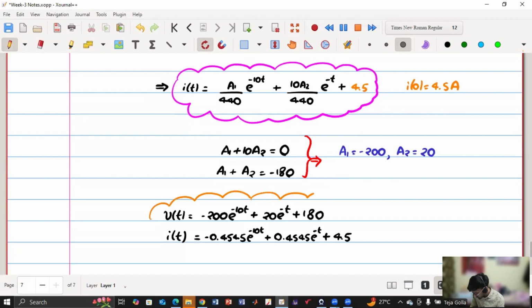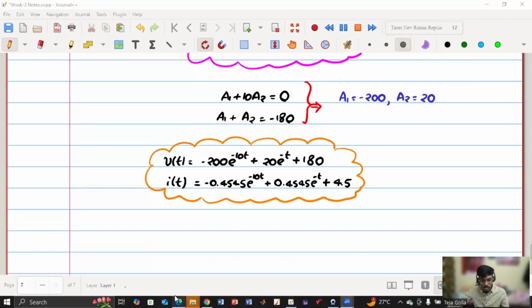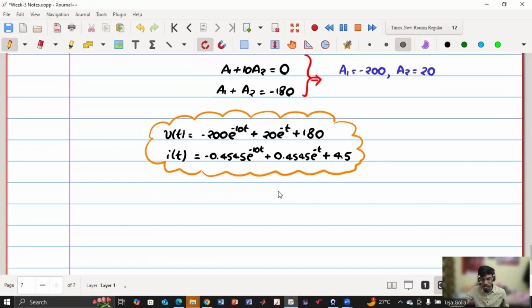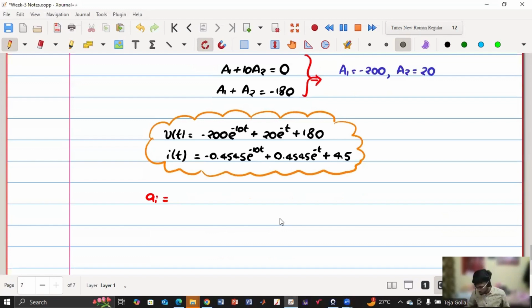Now we have to compare what they are asking versus what we have got. AI is equal to minus 5 by 11. So let us go back here and say first the I of t coefficient is AI. AI is equal to 4.5. Okay, so let us write this first here. They're asking AI and then probably BI and then CI. Okay, so AI, then BI.